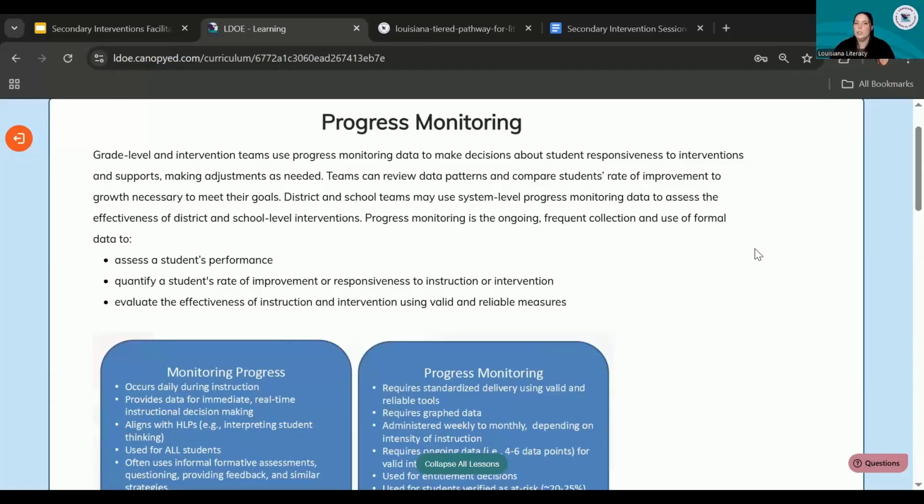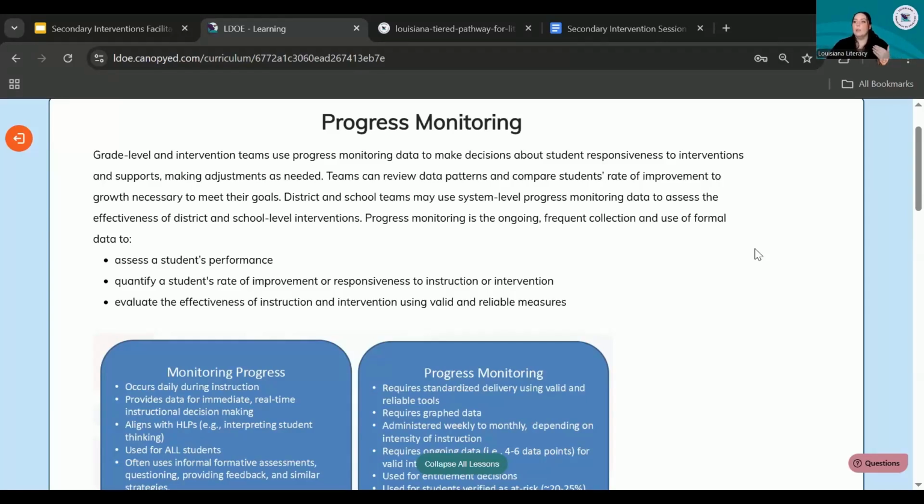Grade level and intervention teams should be using progress monitoring to make decisions for each individual student, because it shows you that student's responsiveness to whatever intervention and support you are giving them. And then you can make adjustments as needed. So that data is highly valuable. It is not something that you just want to do if you have tier 3 support going on every week from a compliance standpoint. Like, oh, well, they said I got it every Friday, I got to do a progress monitoring measure, so I'm going to do it every Friday.